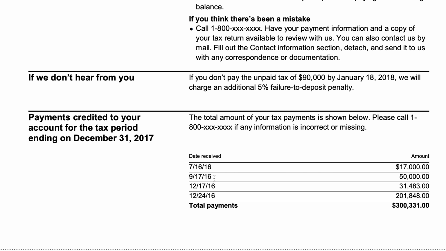So the rest of this should be a summary of tax payments that were credited to your account. You can compare this to your transcript. The easiest way is to pull it up online, but you can also request a copy of your tax transcript by filing IRS Form 4506-T. That's the request for your tax transcript.